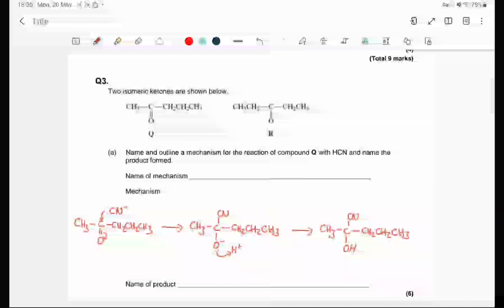so we've got our parent chain, which is that, and then we've got two different branches. So we've got 1, 2, 3, 4, 5. So it's pentane nitrile.